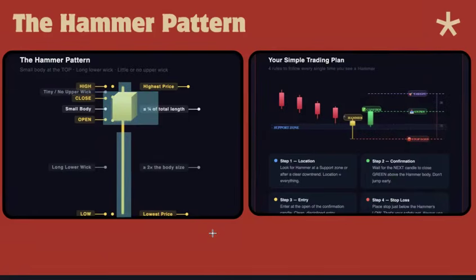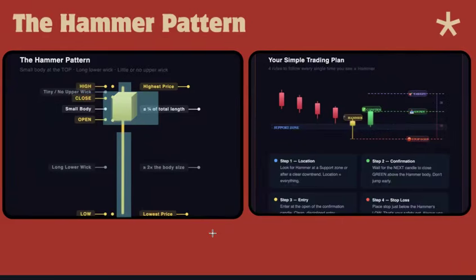So what does it tell us? The price dropped significantly during that candle. Sellers were pushing hard, but by the time the candle closed, buyers came rushing in and pushed the price right back up near the open. The long lower wick signals the entry of buyers.